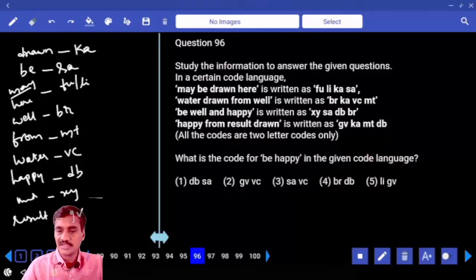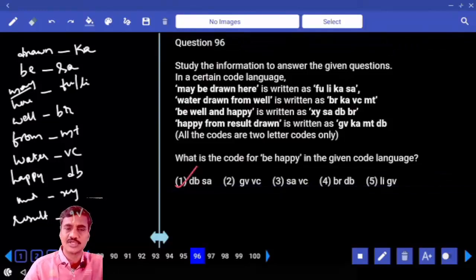Then 96. And what is the code for "be happy"? Now "be" is SA and "happy" is DB, and SA, DB in any order. SA, DB in any order. Choice 1, question 96.